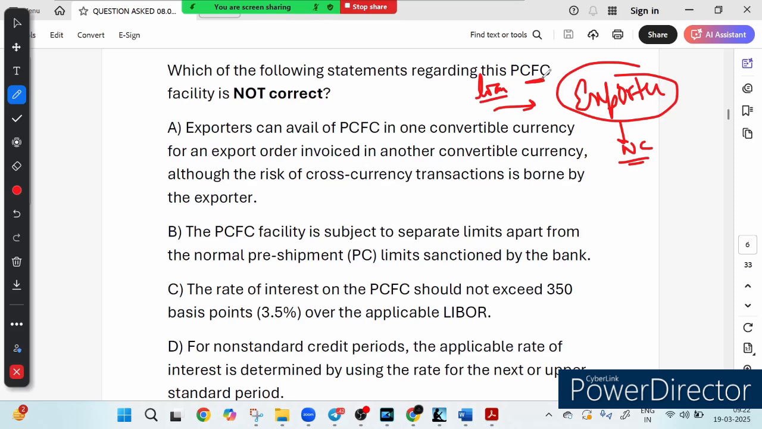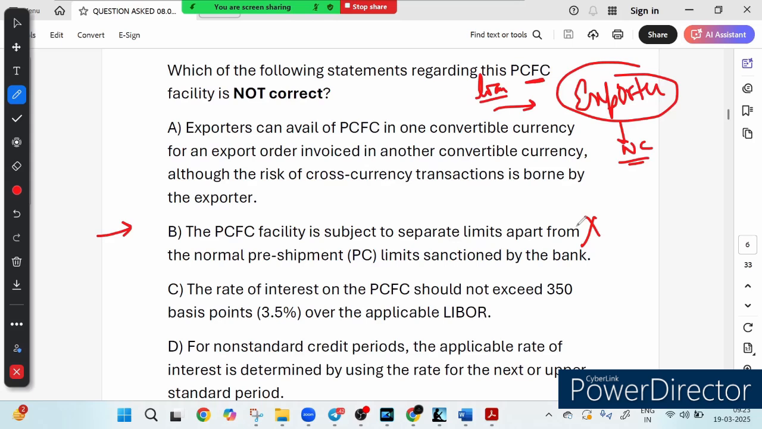So first of all, let's go through option B. It says that the PCFC facility is subject to a separate limit apart from the normal PC limit. Under the PCFC scheme, there are no separate limits. So this option is wrong. This facility is carved out of the bank's existing PC limit sanctioned to the exporter. It's like having a single wallet for shopping, whether you pay in cash or you pay in card. You are spending from the same wallet. Similarly, PCFC is not an additional limit. It comes out of the already approved pre-shipment credit limit. Hence, this is the incorrect option.